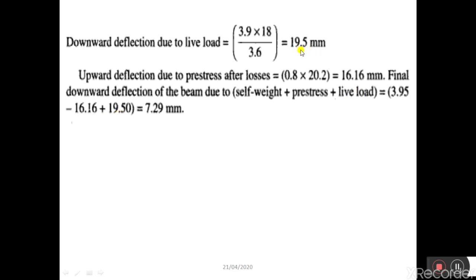19.50 is the deflection due to live load, and it is in downward direction. That means the deflection will be like this. So it is like a sagging deflection. That means it is plus. Therefore, the total deflection is 7.29 mm. So here the positive sign is indicating that the net deflection is in downward direction.